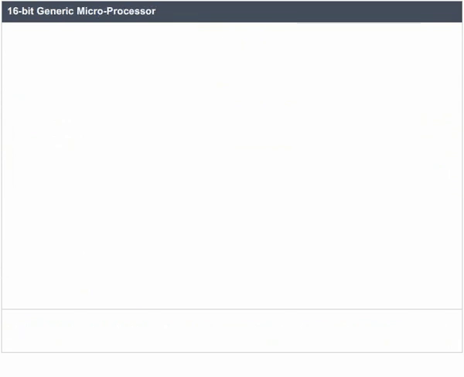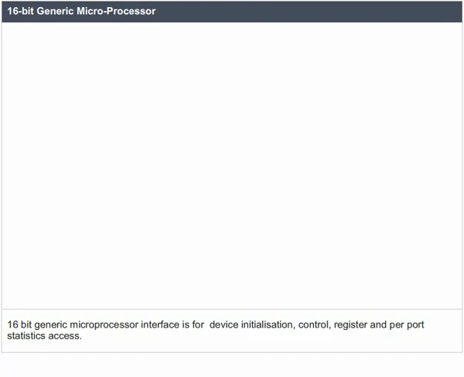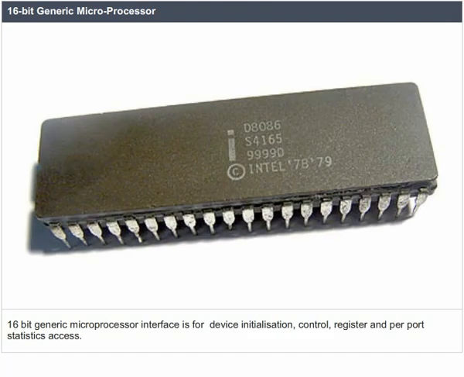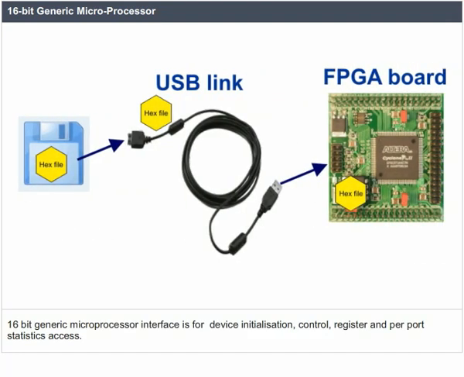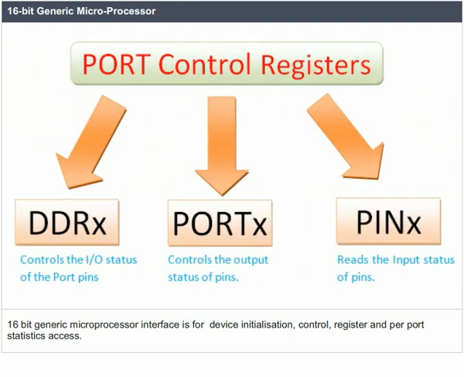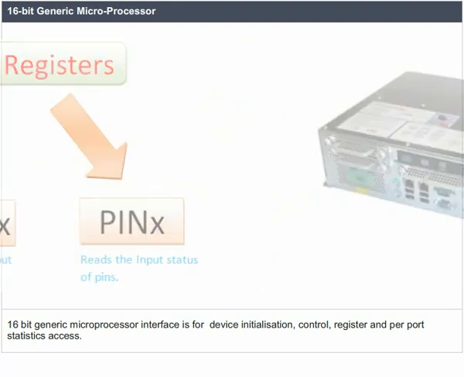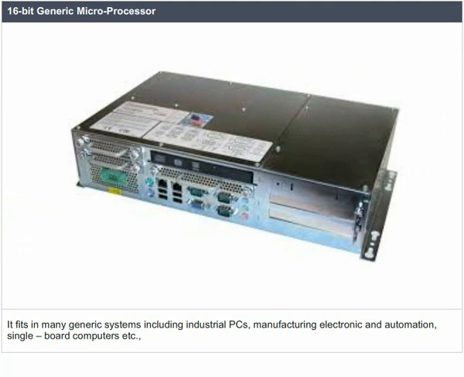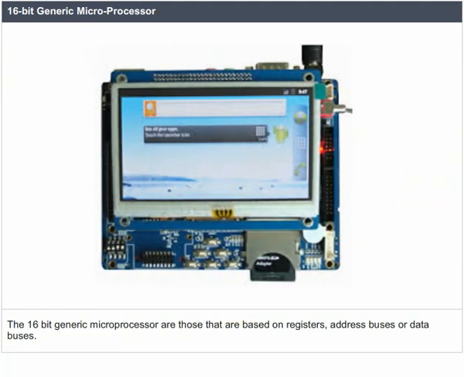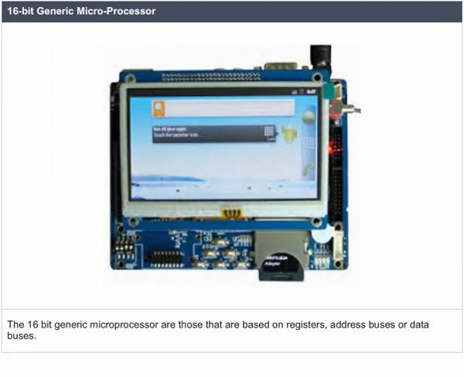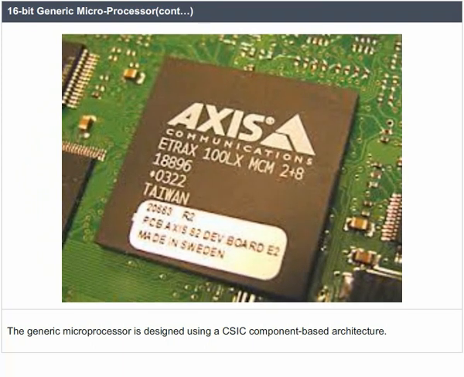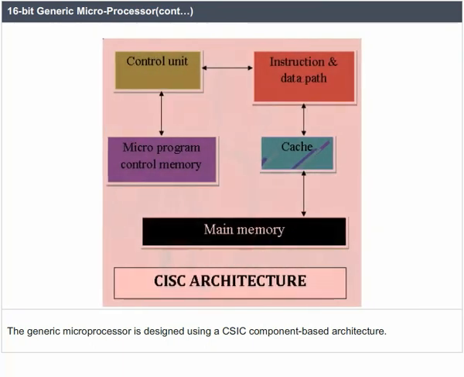16-bit generic microprocessor. The 16-bit generic microprocessor interface is for device initialization, control, register, and port statistics access. It fits in many generic systems including industrial PCs, manufacturing electronics and automation, single-board computers, etc. The 16-bit generic microprocessors are those that are based on registers, address buses, or data buses. The generic microprocessor is designed using a CISC component-based architecture.